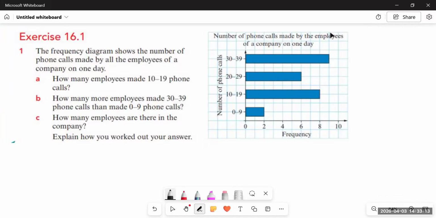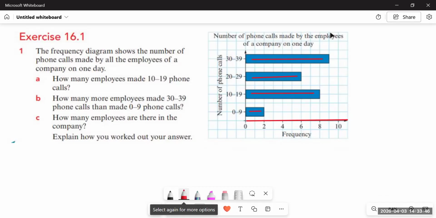Question number 1. You can see we are provided with a graph and it's a horizontal bar graph. Since the bars are horizontal, we have usually experienced vertical bar graphs, but here we are provided with horizontal bar graphs. That is, the frequencies are given on the x-axis and the data is provided on the y-axis. Whereas generally, the frequency is shown on the y-axis, but it doesn't matter.